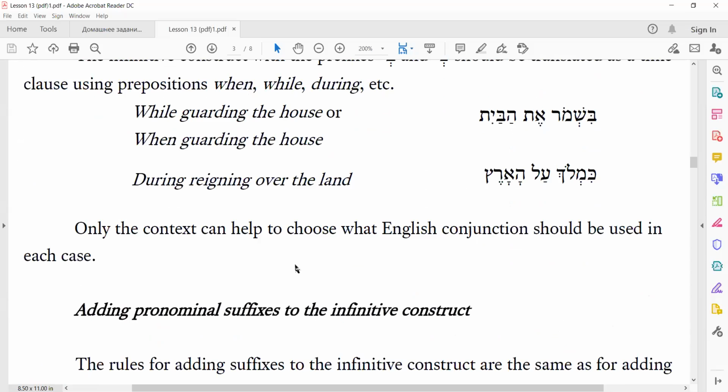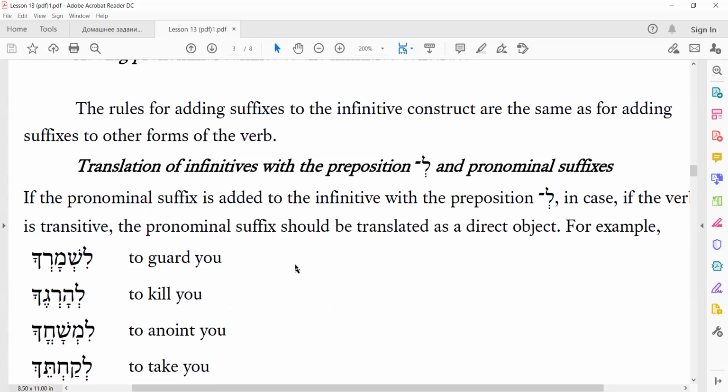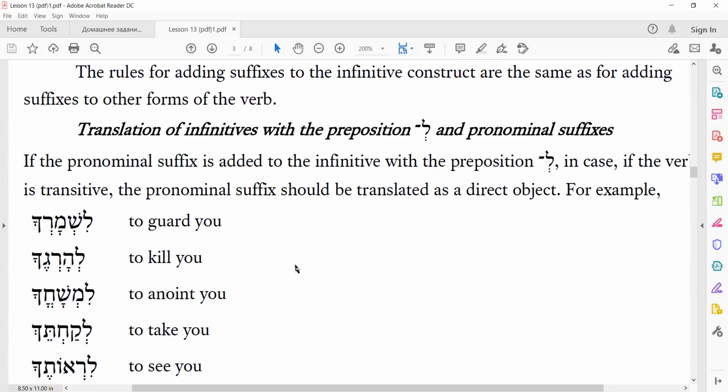And now we come to probably the most difficult part, adding the pronominal suffixes to the infinitive construct. And here again, we need to make a difference between the preposition lamed and all other prepositions. Because if we have a transitive verb, and do you remember what a transitive verb is? The transitive verb is the verb that can take a direct object, because not all the verbs can take a direct object. Like, for example, if I say, I see you, you is a direct object. So in this case, the verb to see is transitive. But for example, if I say, I go, I cannot add the direct object to this verb. And in this case, it is not a transitive verb.